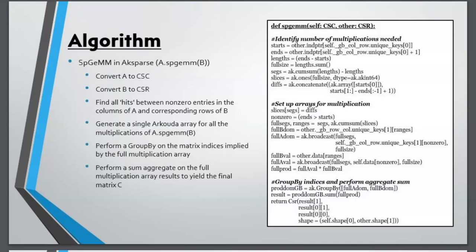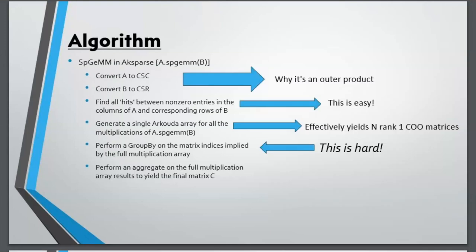So here we have the algorithm written in pseudocode and in the actual Python code. I included this mostly just to show how relatively simple the implementation is using Arkouda. But now we can talk about some of the highlights of this algorithm. The CSC and the CSR's positions in AK Sparse's version of SpGEMM are reversed, and that's what makes it an outer product instead of an inner product. Once those are set up, finding the places where those non-zero entries align is computationally pretty easy. Then a rank one COO matrix is produced by each multiplication of a row by a column, and all of the data from that needs to be sorted.